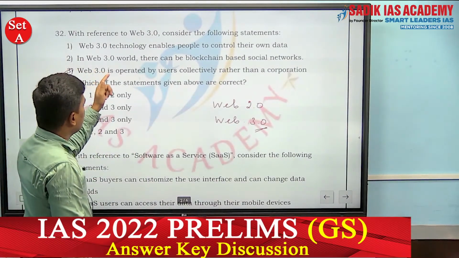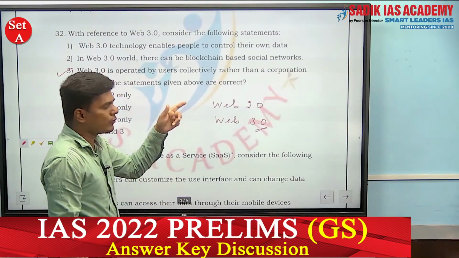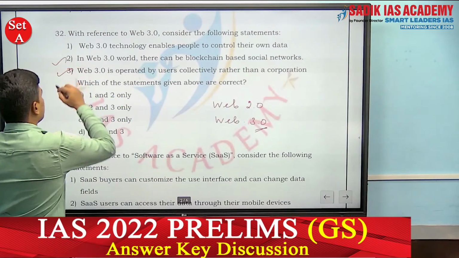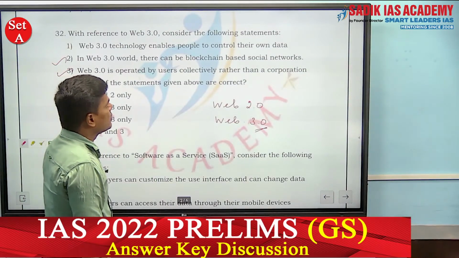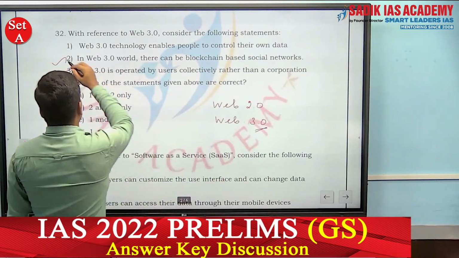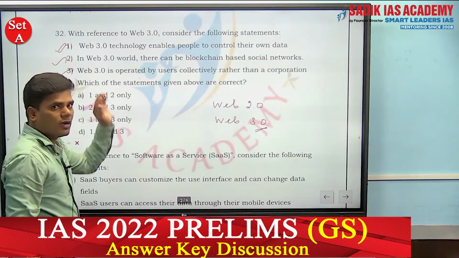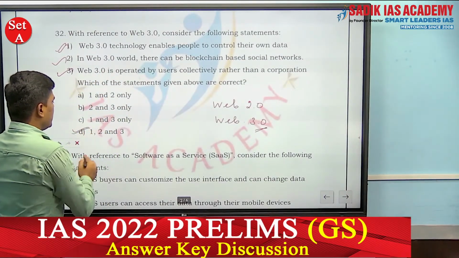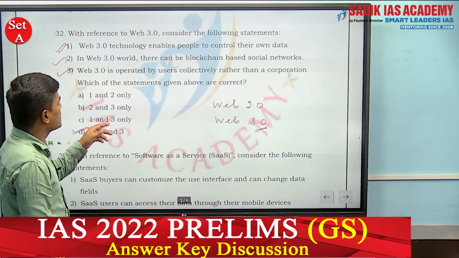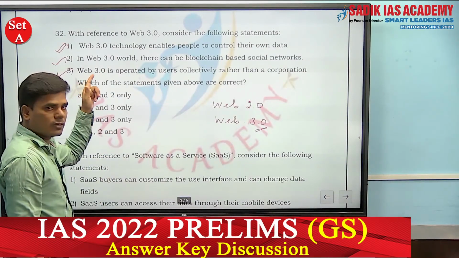And in the Web 3 world, there can be blockchain based social networks. Yes, it is a technology based on blockchain technology, and Web 3 technology enables people to control their own data. So they can control their own data. All the statements are correct in this case. So option D, all are correct statements. Option D is the correct one for this question number 32.